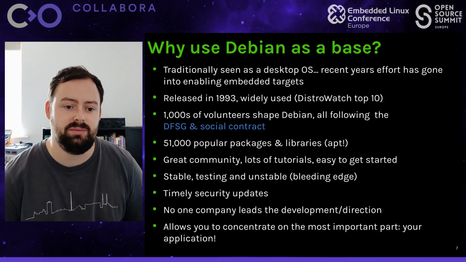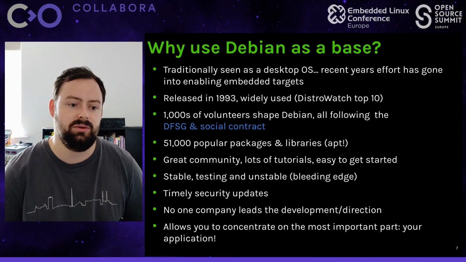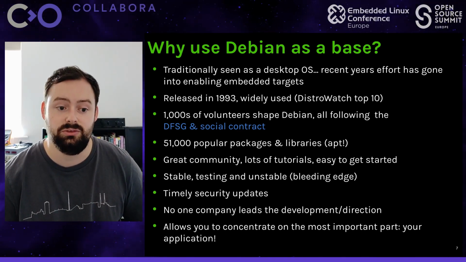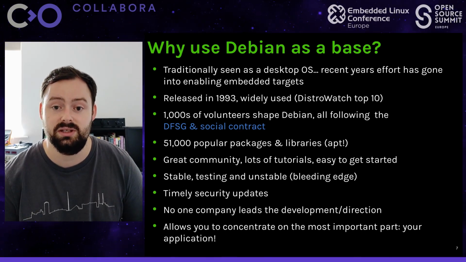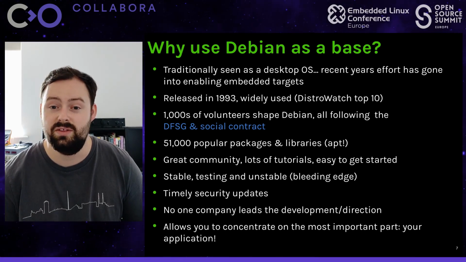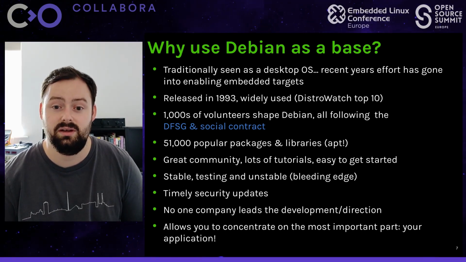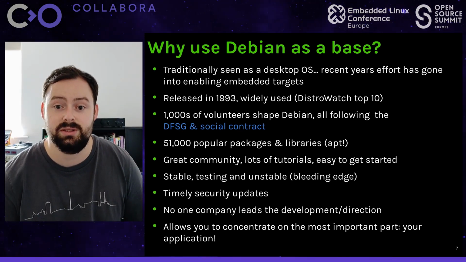Thousands of volunteers shaped Debian into what it is today, and they all follow the Debian Free Software Guidelines and social contracts, which have also been shaped to make sure that Debian only contains things that are worthy of being included in a kind of decent operating system, I suppose.